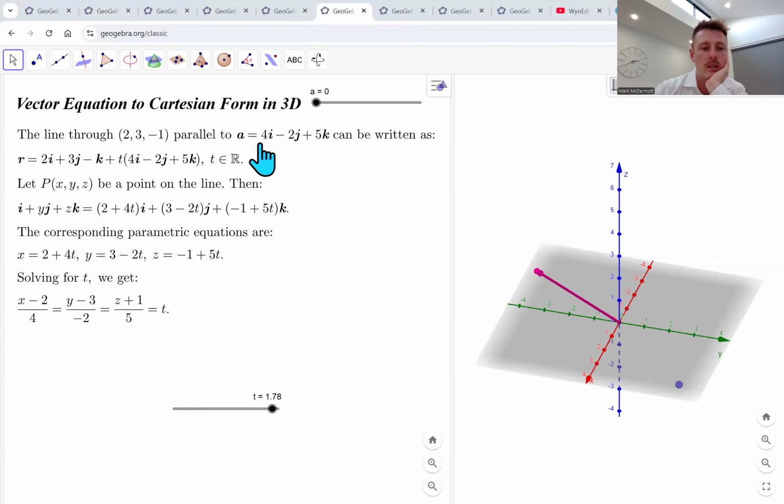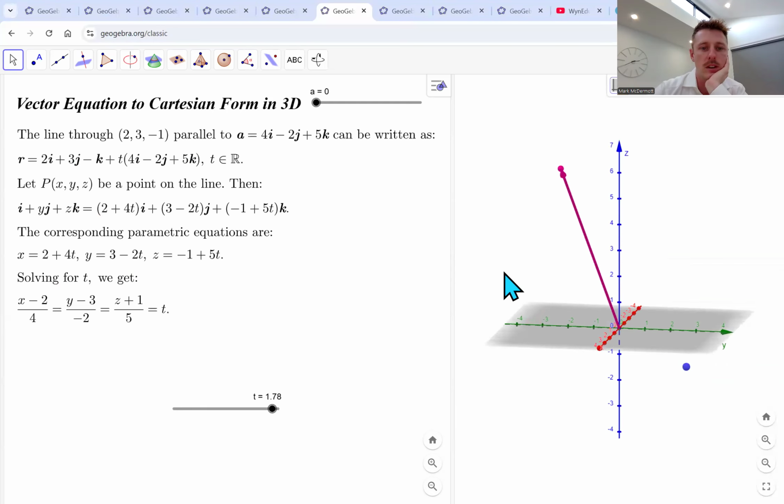Okay, let's just break this down a little bit. What it's saying is it needs to go through this point, (2, 3, -1), which is here. Now we're in three dimensions, right? And it has to be parallel to this vector, which is 4i minus 2j plus 5k. That's basically telling you the gradient, right? Because if it's parallel to that vector, then the gradient of this line and the vector equation that we're trying to come up with must be the same, just like in two dimensions.